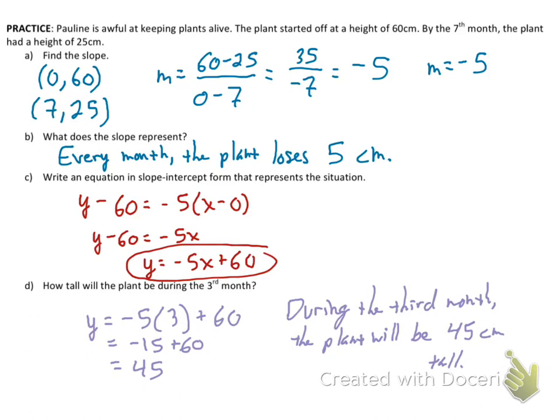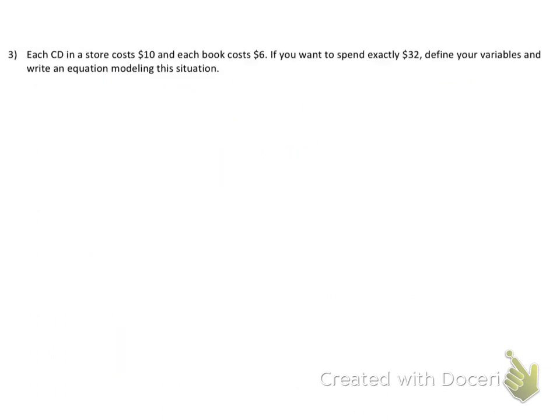Alrighty, so check your work on that one. One key thing here is this part where it says the plant started off at a height of 60. If that's your starting position, that's your y-intercept. So that's how I got this first point of (0, 60). Double check that. Make sure you understand what the slope represents. Interpreting the slope is a huge concept during these problems. If you're all good, let's go on to the last type of problem.